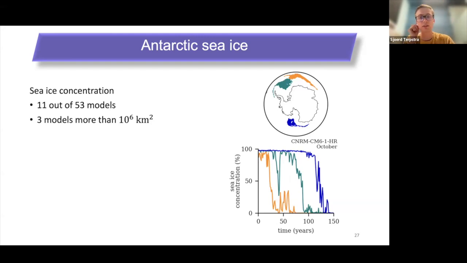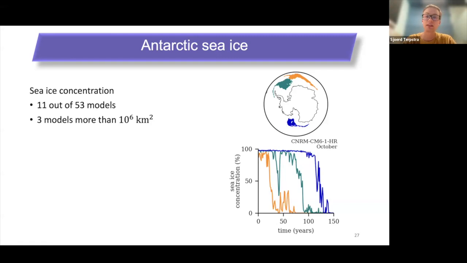So on the right, we have the CNRM CM6 model. And if you look at these individual colors in the above figure, those are the different regions that show abrupt shifts. And these are around 500,000 square kilometers up to a million square kilometers per piece. So around 11 models have around this size. And then we found 3 models that have more than 1 million square kilometers.